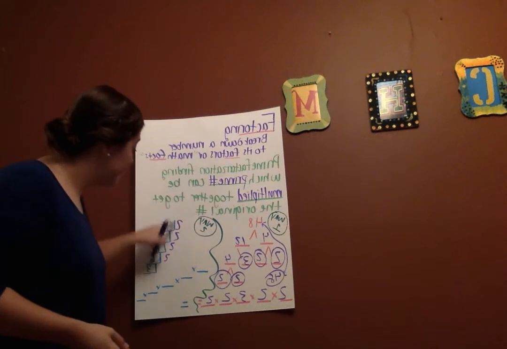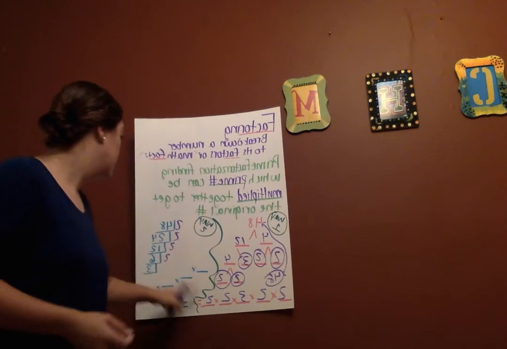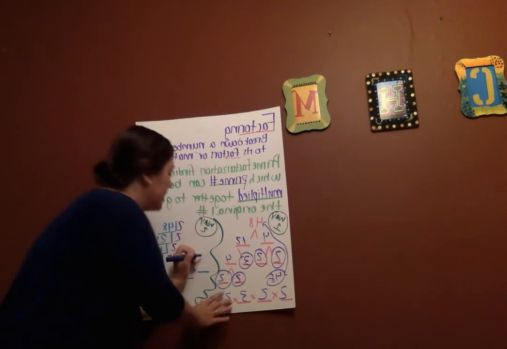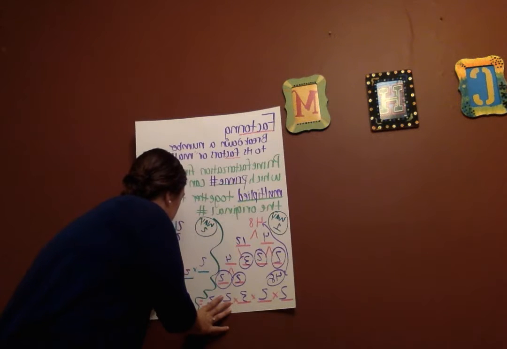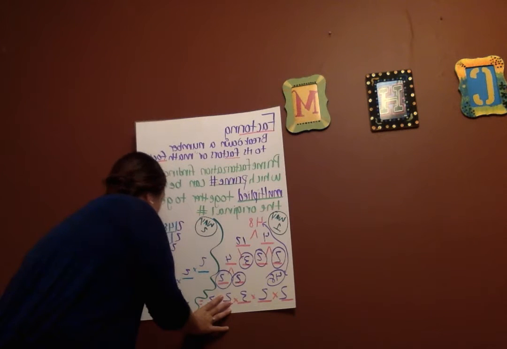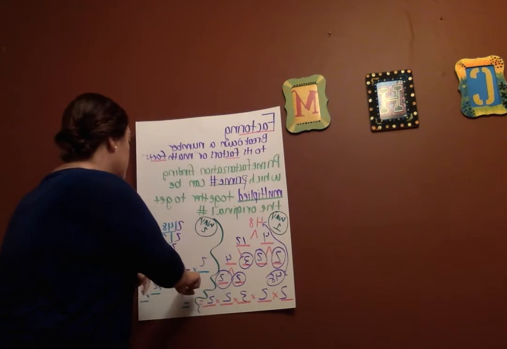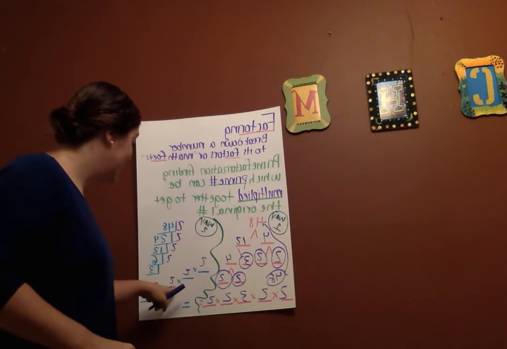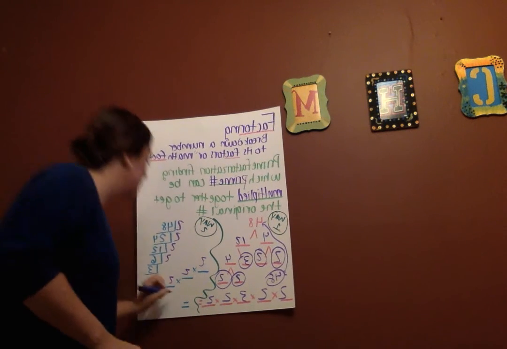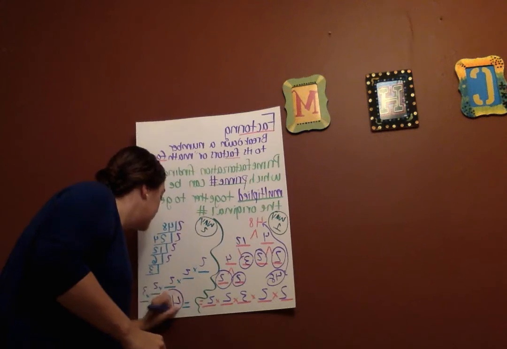So if you look, I have the same four 2's and one 3 that I had over there. But let's put it down and check anyways. 2, 2, 2, 2, 3. 2 times 2 is 4, times 2 is 8, times 2 is 16, times 3 is 48. And look, it's the same number.